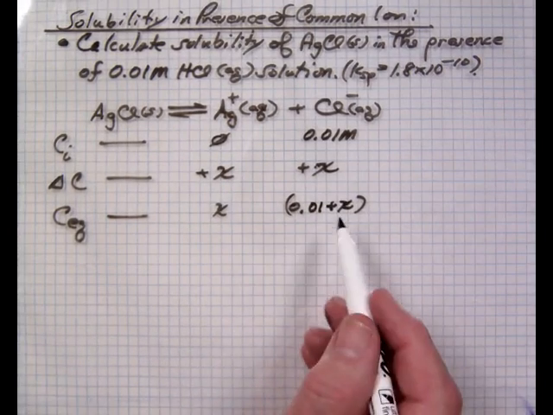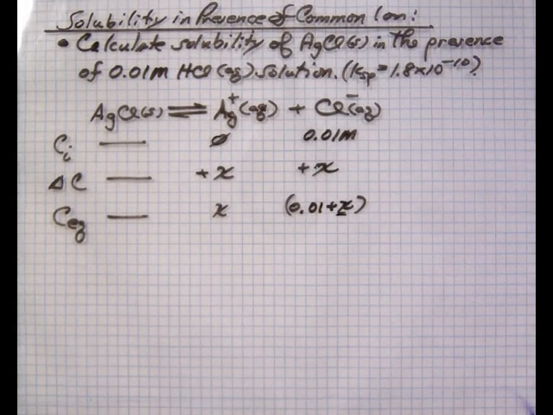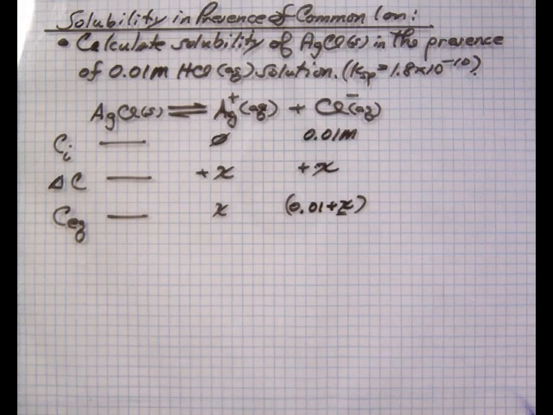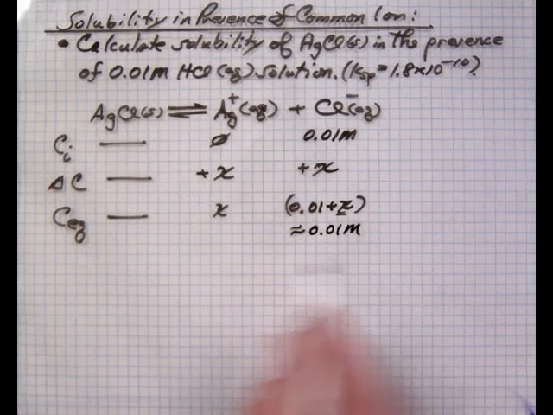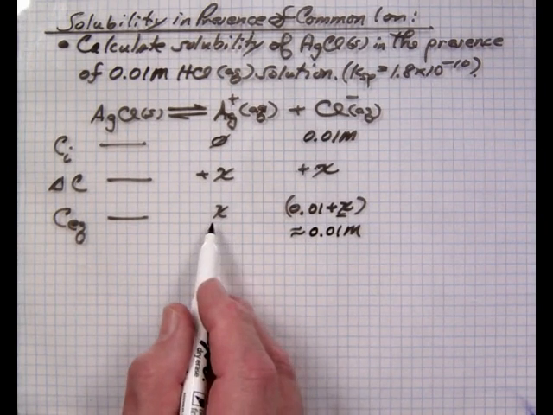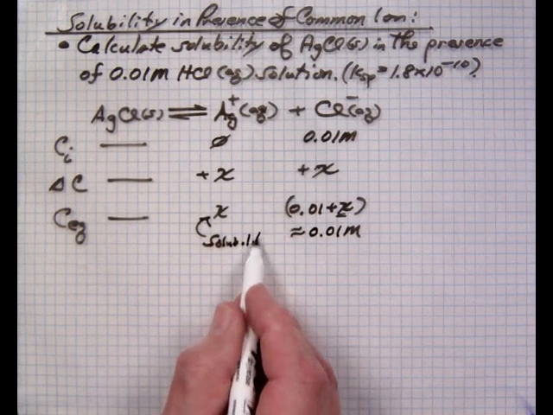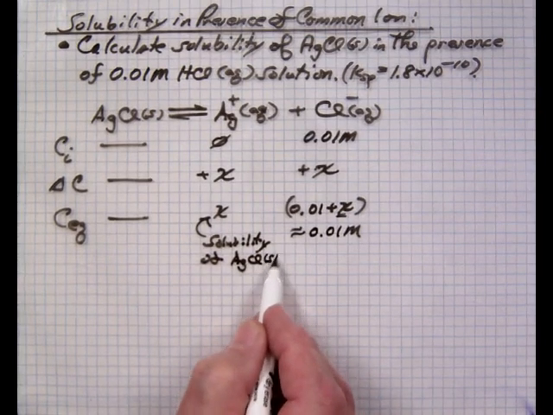Well, in this common ion problem, you can drop X because the amount delivered in solution is so small it won't change this, and we can assume all of the common ion is from the hydrochloric acid solution. So this then is 0.01 molar at equilibrium. And so by solving for X, we also get the solubility of the silver chloride solid.